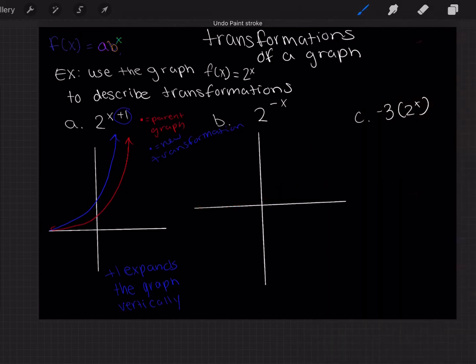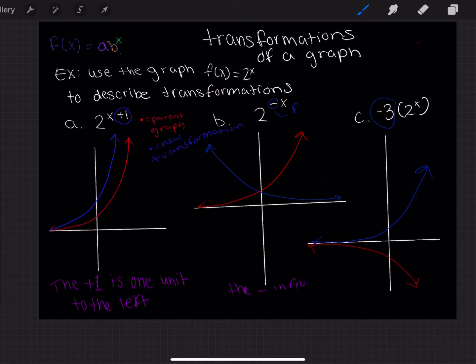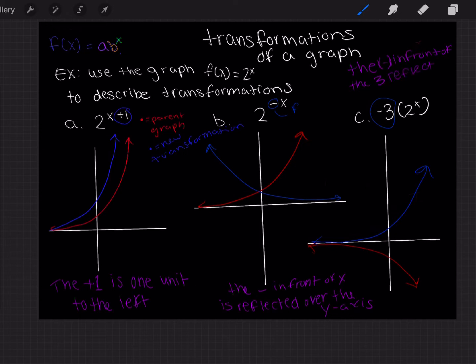They mirror each other. And then our -3 times 2 to the power of x. That negative in front of the 3 is going to reflect our problem over the x-axis. And then it expands it vertically by 3 as well. So the negative itself reflects our problem over the x-axis. But the 3 expands our graph vertically by 3.